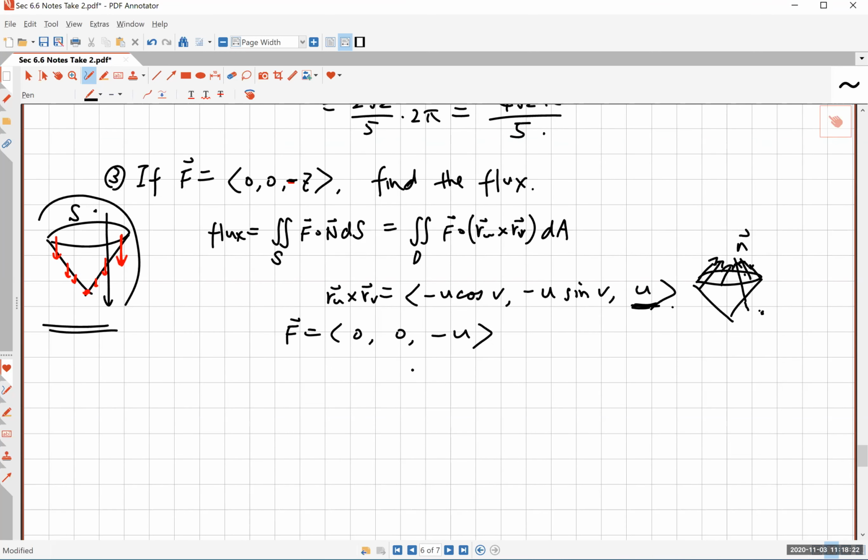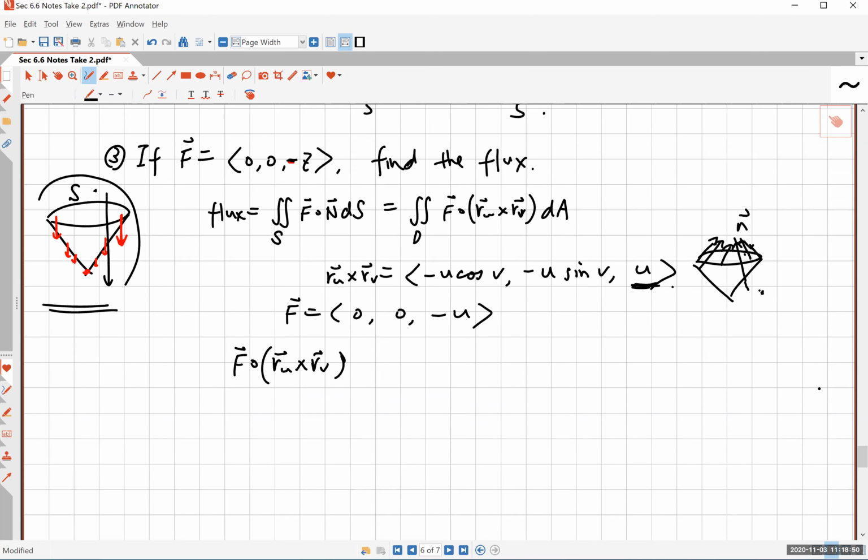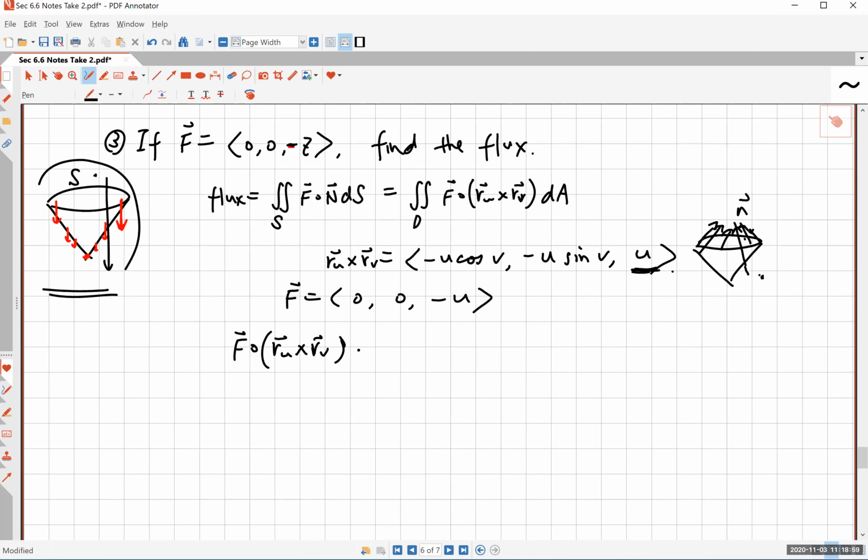All right. Anyway, F is 0, 0, negative z, which is 0, 0, negative u. Okay. Now we can find F dot r_u cross r_v. If you remember back in chapter 2, the very first chapter we studied in calculus 3, I told you that you should remember dot product and cross product, because these will be haunting you if you don't understand this. So here, many weeks later, we are still dealing with the cross product and dot product, even in one small part of a big problem. Okay, so you take the cross product, you dot that with F, and you get negative u squared.